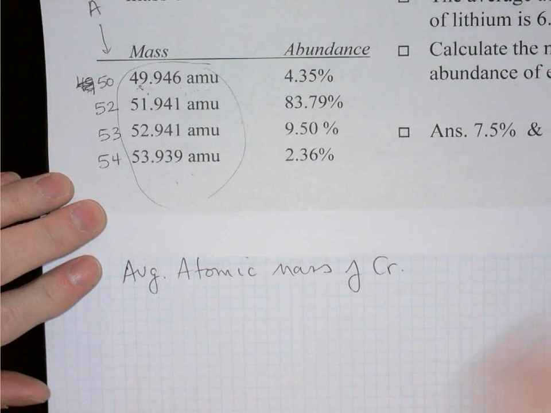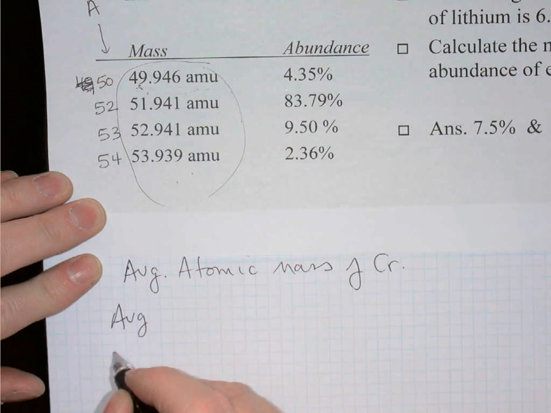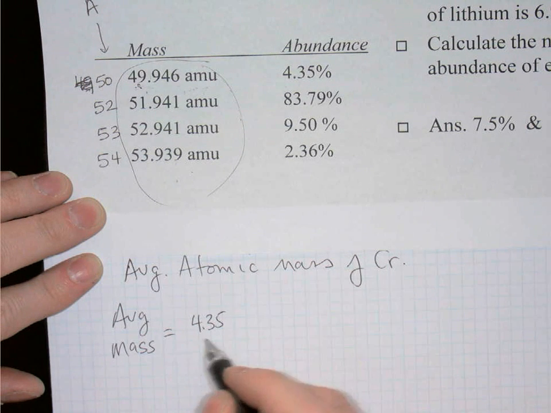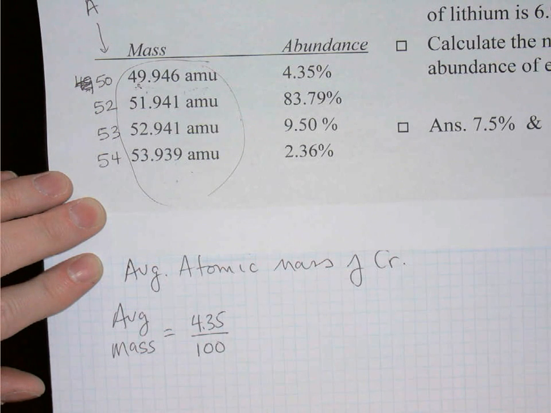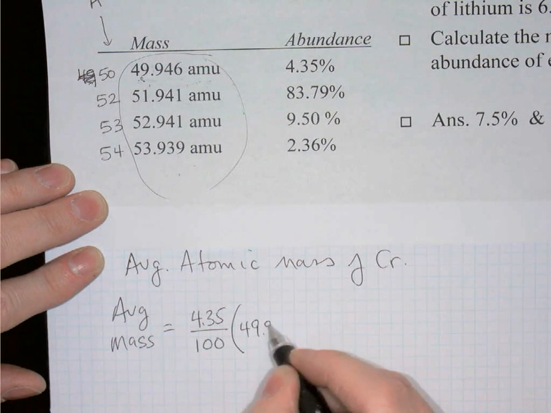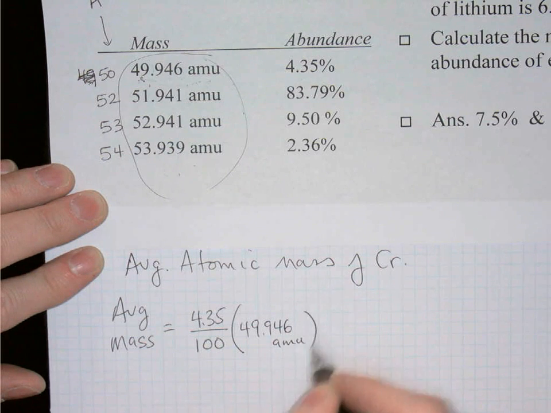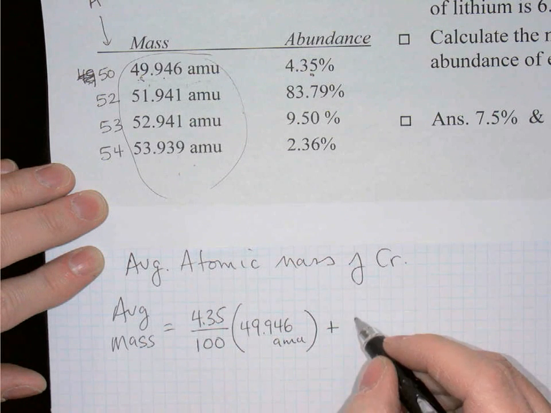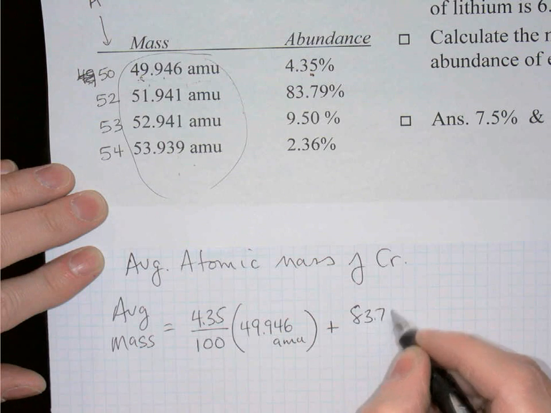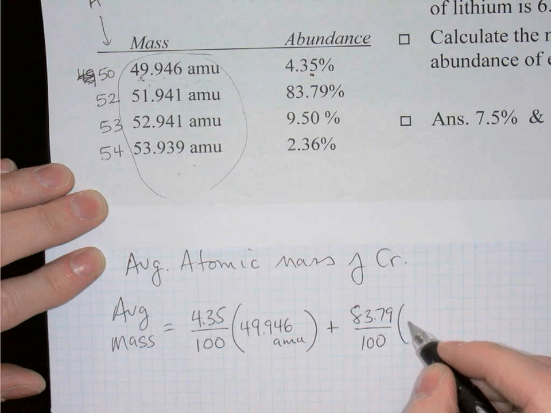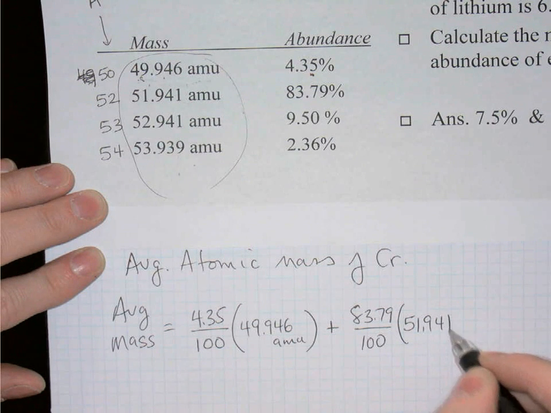So let's jump in. The average mass, I'm going to just do a weighted average calculation, I hope this makes sense to you, will be the abundance of the first isotope, 4.35%. I'll switch from percent back to a decimal form by dividing by 100, multiplied by its mass, so 49.946 AMUs. So the abundance of that isotope multiplied by its mass, plus the abundance of the next isotope, 83.79 over 100, divided by 100 just converts it back to a decimal, times its mass, 51.941 AMUs.